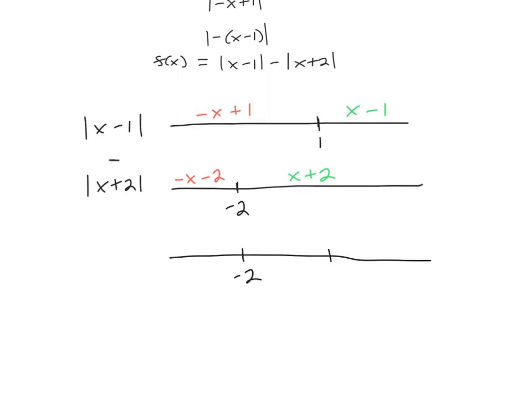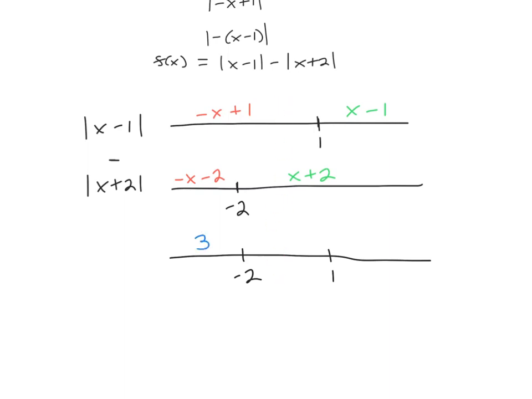And let's see what our resulting equations are. So I have three intervals again. Let's start with this first one. I'm going to be doing this minus this. So I'll start with x's. Negative x minus negative x is 0x. And then here I have 1 minus negative 2, which is positive 3.